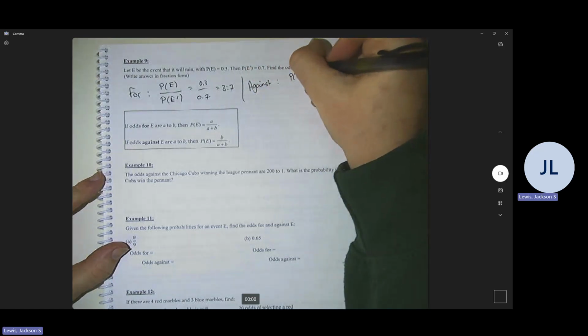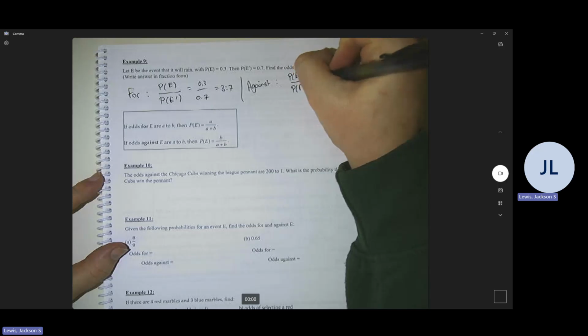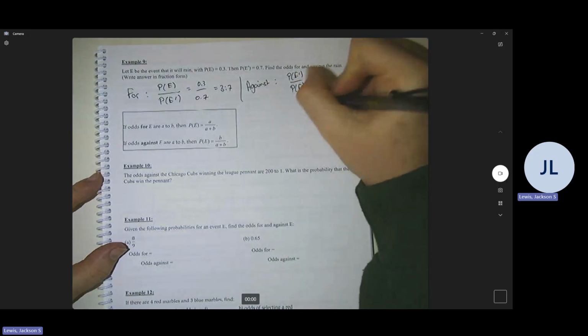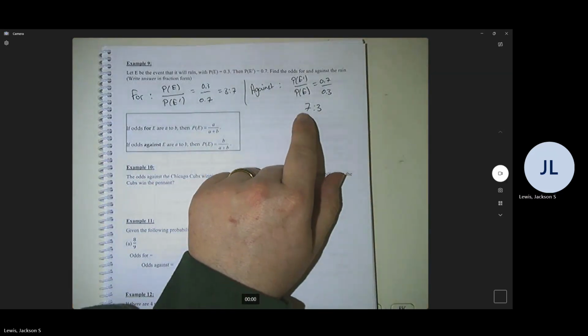That's the probability of it not happening over the probability of it happening. 0.7 over 0.3. That's 7 to 3. There's a 70% chance that it will rain, 30% chance that it won't rain. And we can also rearrange for this.